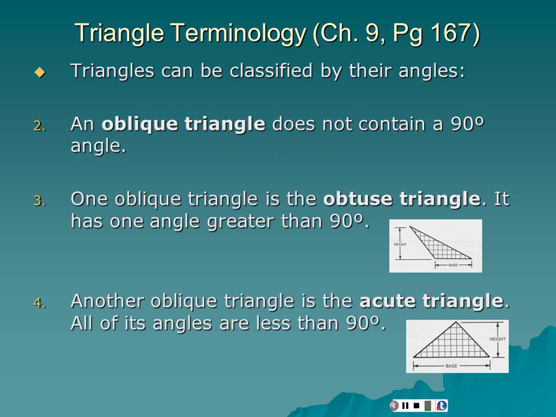Number 2, an oblique triangle does not contain any 90 degree angle. So it is a triangle where none of the angles is 90 degree, but together they will be 180. For an example, let's say one angle is 45, other angle is 40, and one angle is 95. If you add these three, it will be 180, but none of these angles is 90, right? So that is an example.